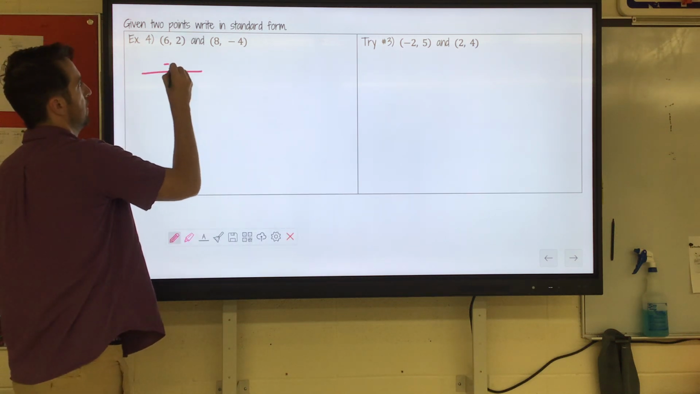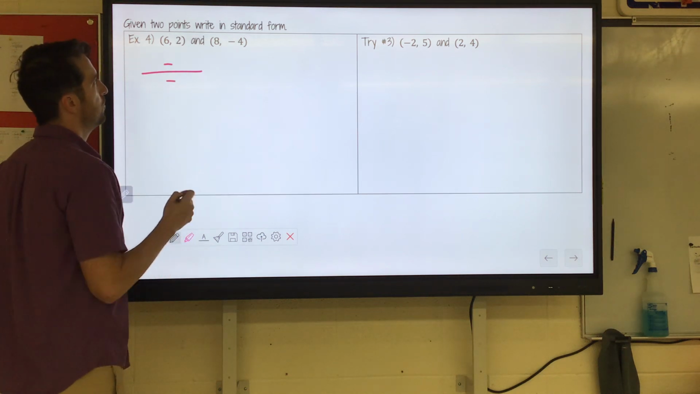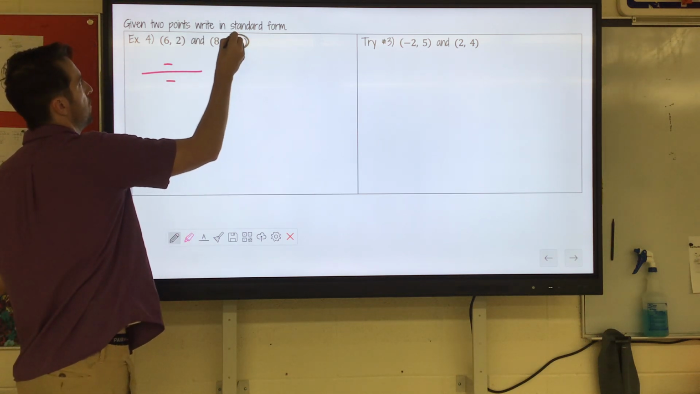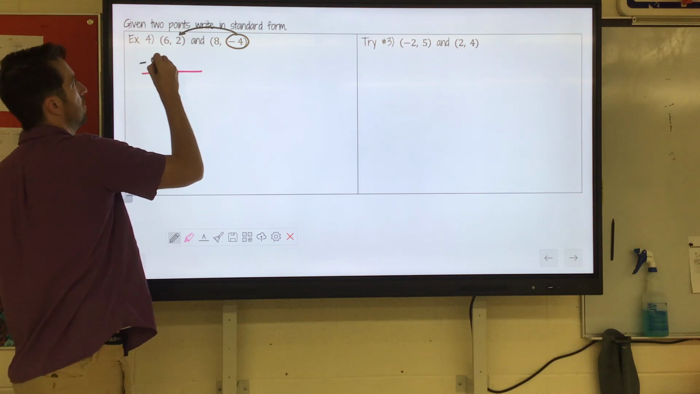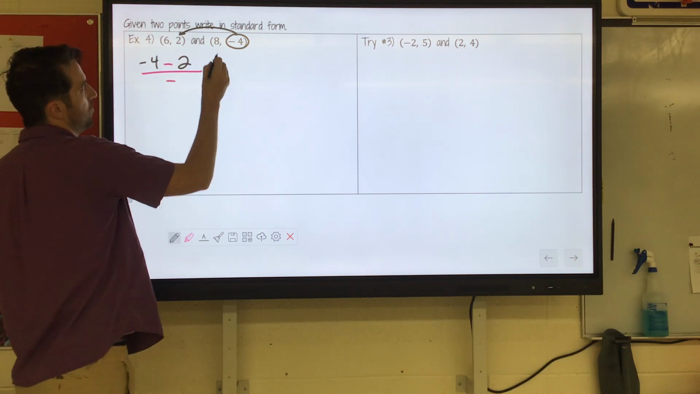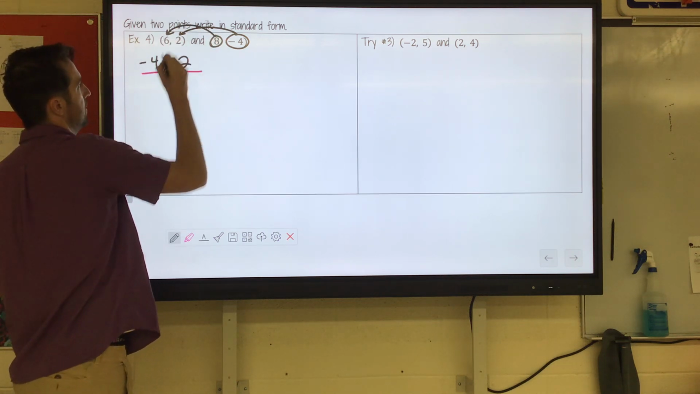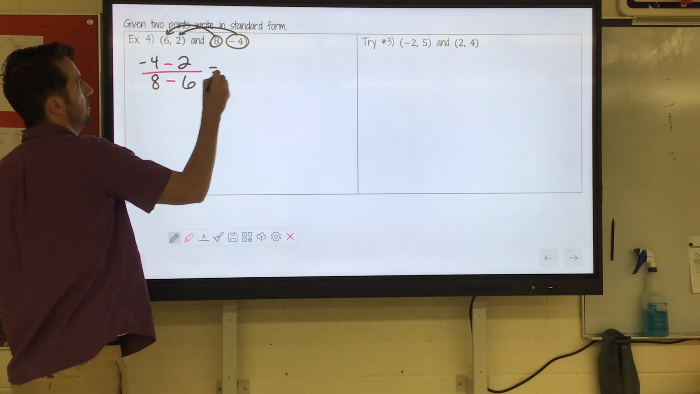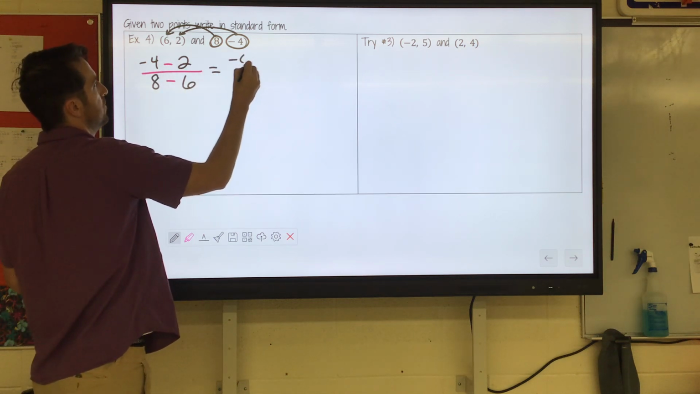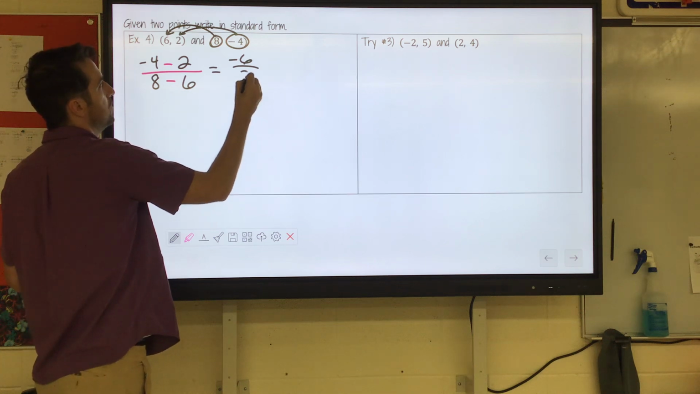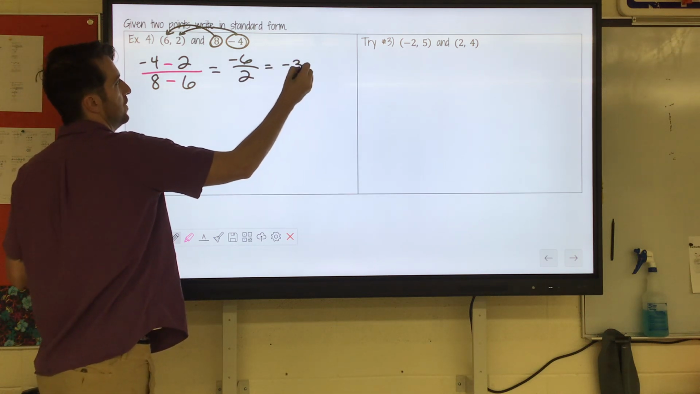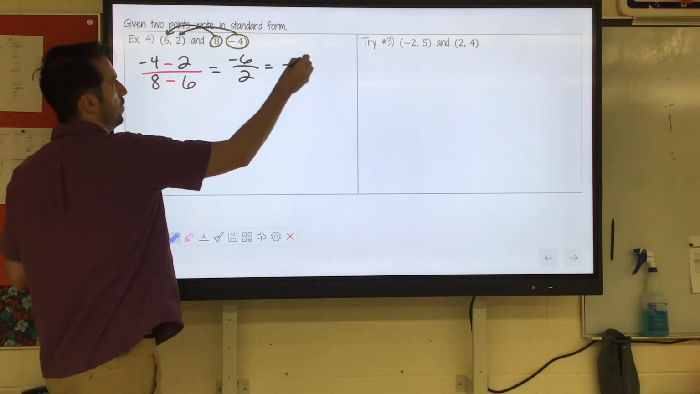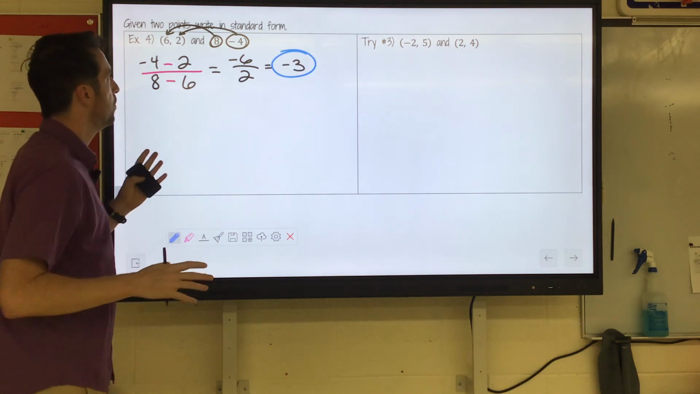Alright. Our y's go up top. Our y's are negative 4 and 2. In that same order, our x's would be 8 and 6. Negative 4 minus 2 is negative 6. 8 minus 6 is 2. That simplifies to negative 3. So here's our slope. We can use any point.